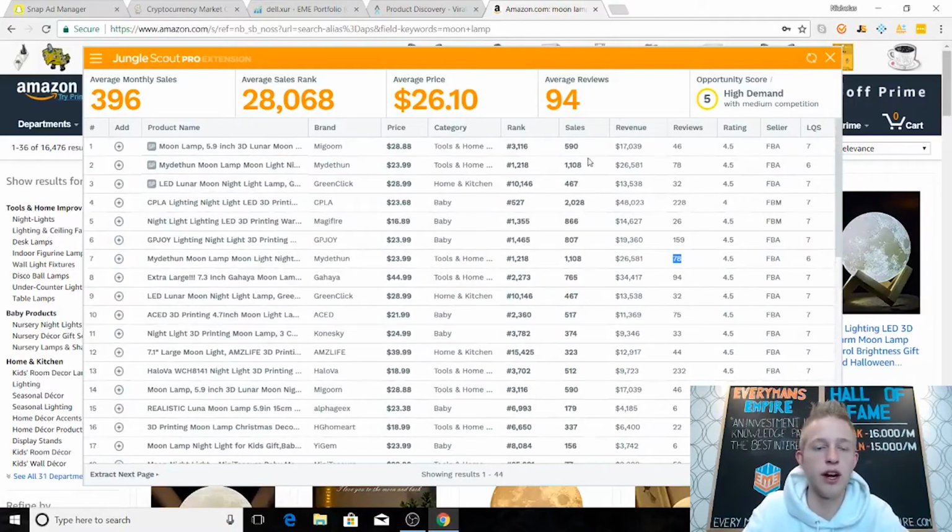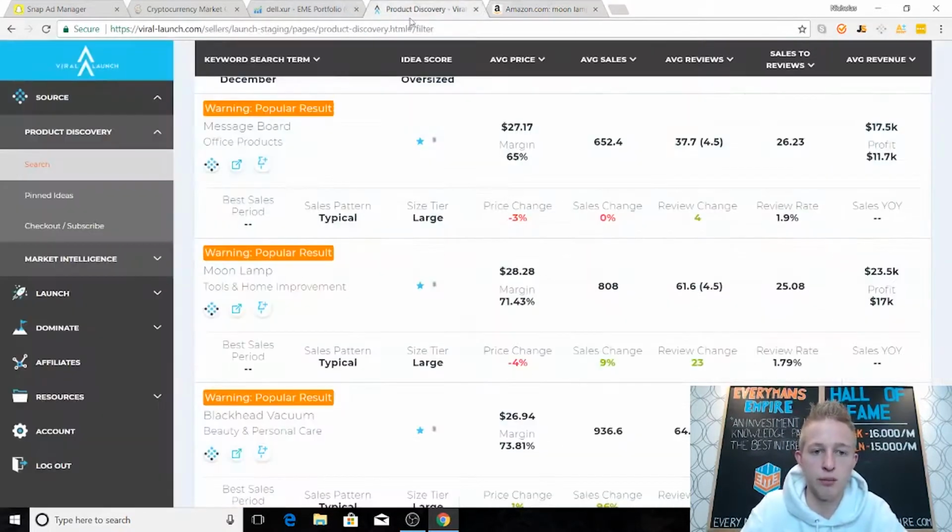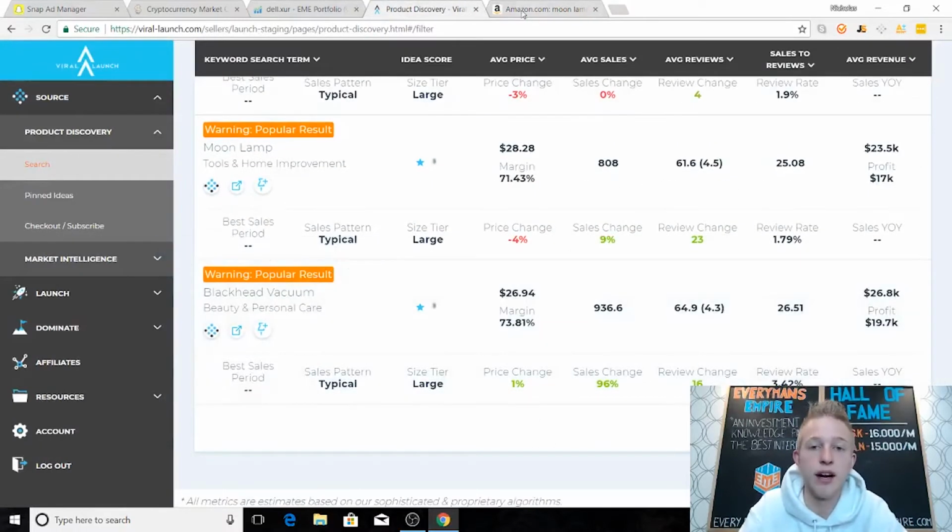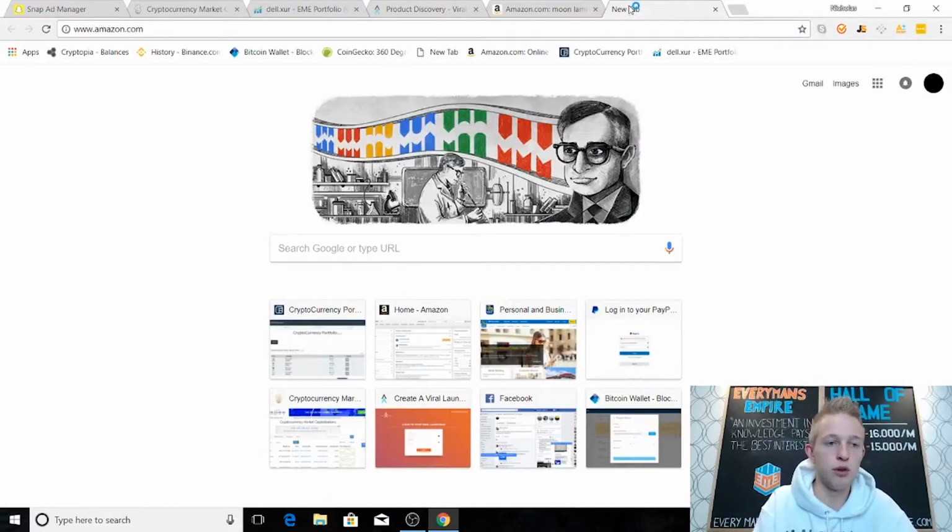So we can go over to Alibaba in a second and see what we can do there in terms of profit margins and stuff like that, kind of like getting it more narrowed down. But let's move on to finding more products first quickly. So we got a blackhead vacuum. Let's check that out quickly. So I'm gonna pull it up in a new tab.